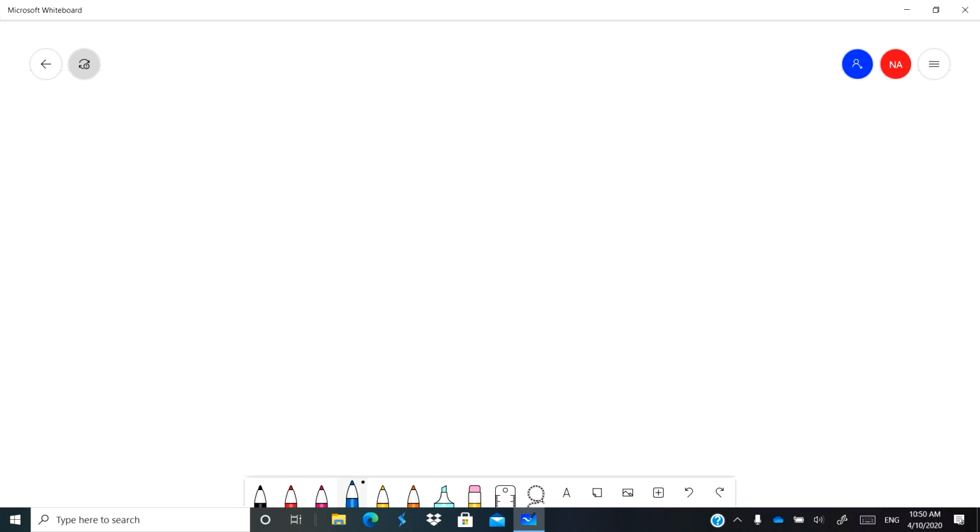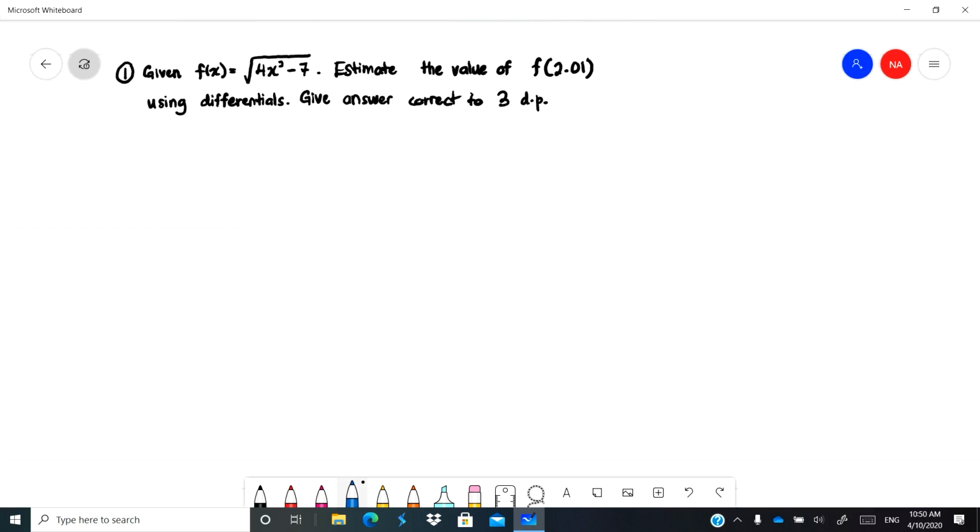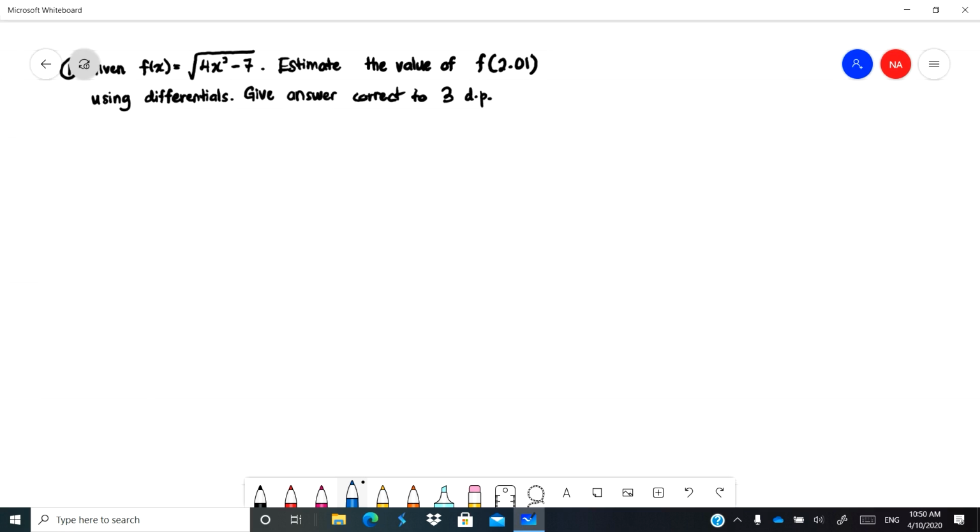So let's look at question number 1. Let's get back here. We are already given f(x). Sometimes the question already gives us this f(x), so you just write the f(x) in the form like this, so that it's easier for me to differentiate. So now we have to differentiate this.